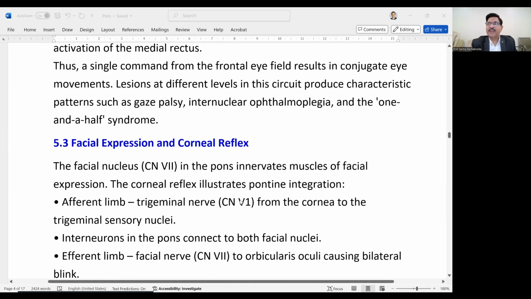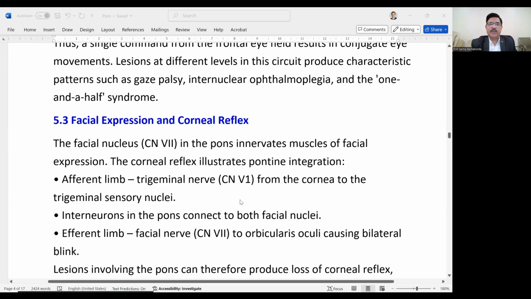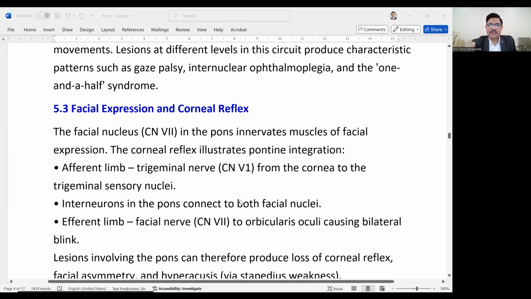This is also controlled by the pons, because the facial nerve nucleus, the orbicularis oculi nucleus, is the efferent of the corneal reflex. Corneal reflex, I have told you, the afferent limb of the corneal reflex is the trigeminal nerve, that is V1, the ophthalmic part, branch 1. Interneurons are there in the pons, and they connect to both the facial nuclei. That is why if I stimulate the cornea on the right side, both eyes blink, because both the facial nuclei are involved.